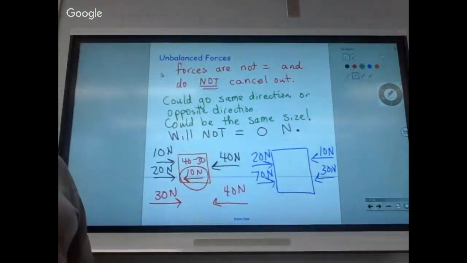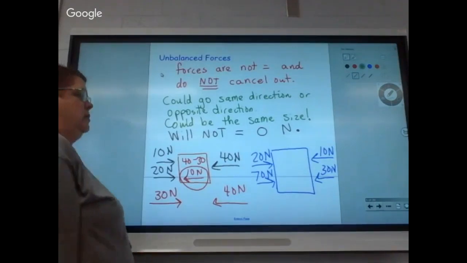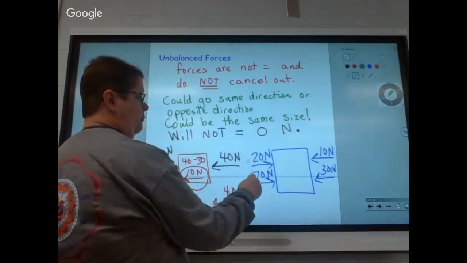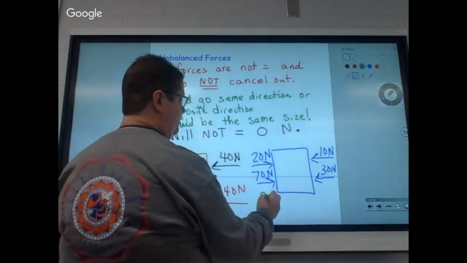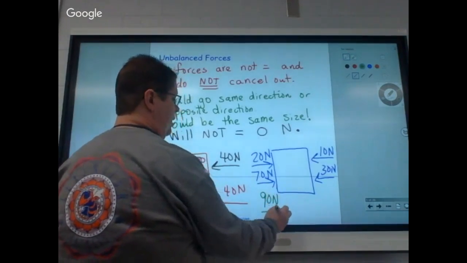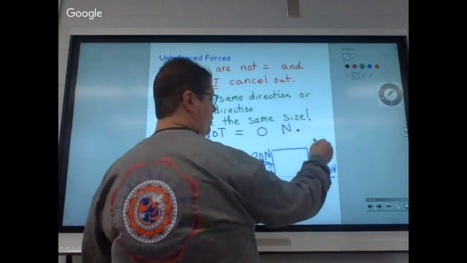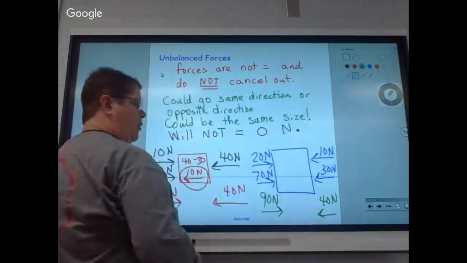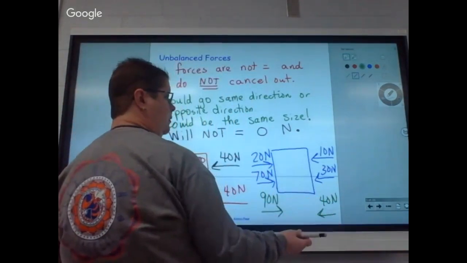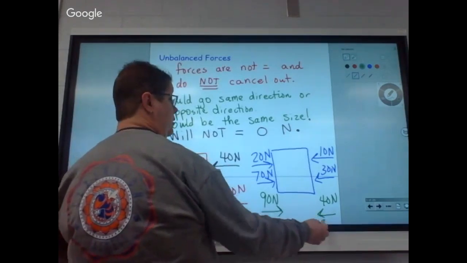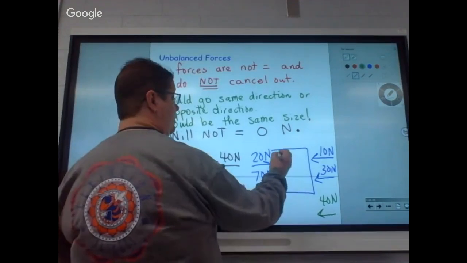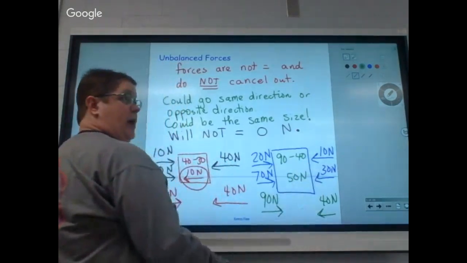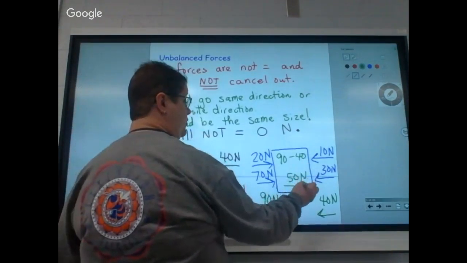All right, last one. So what do we do with these two? We add, so we have what here? All right, I hear 90 newtons pointing this way. What do I have here? I have 40 newtons pointing this way. So what do I do with the 90 and the 40? What can you tell me about the arrows? They're going in opposite directions, so we subtract. 90 minus 40 is 50 newtons. Now, which arrow is bigger? The 90, so it's going this way.